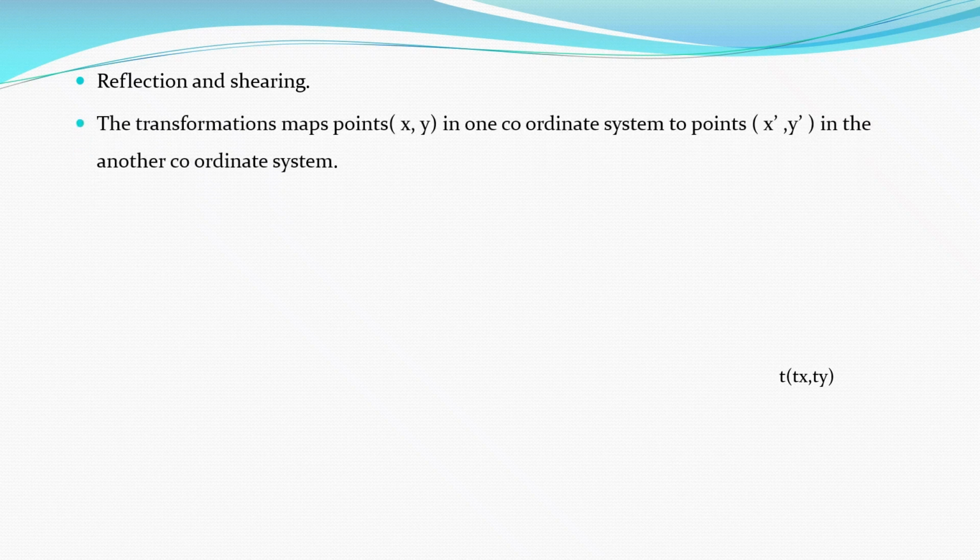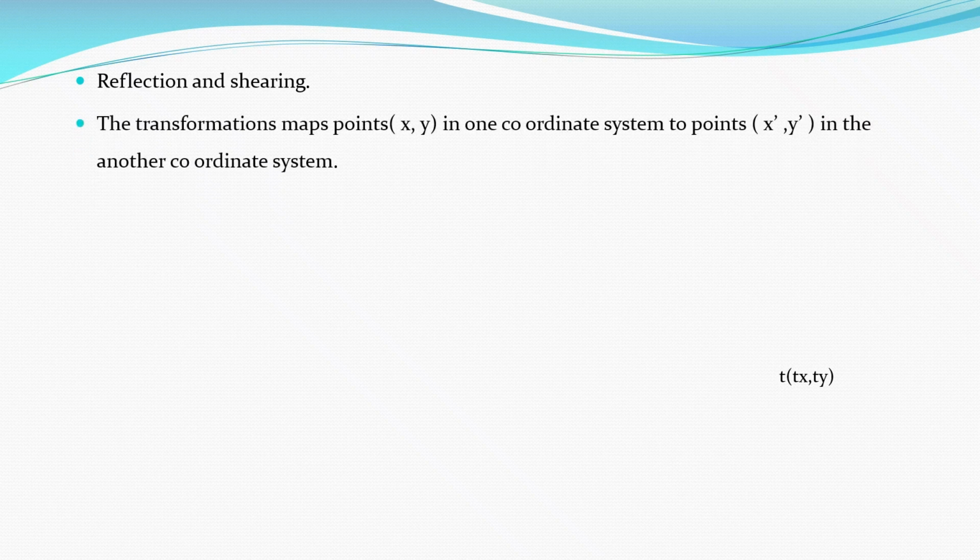Reflection and shearing are the two derived transformation operations. Derived means we can obtain them using the three basic methods: translation, scaling and rotation. Using these we can derive two operations, reflection and shearing. Okay, we are focusing on translation.